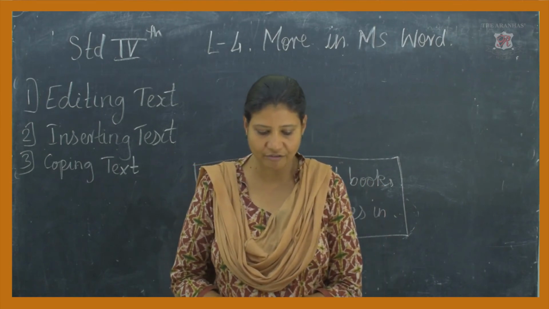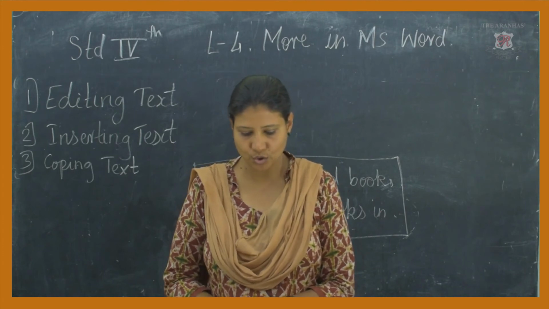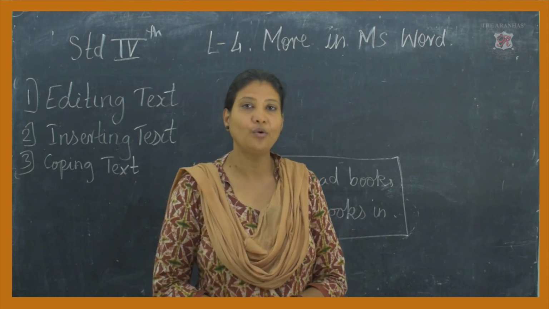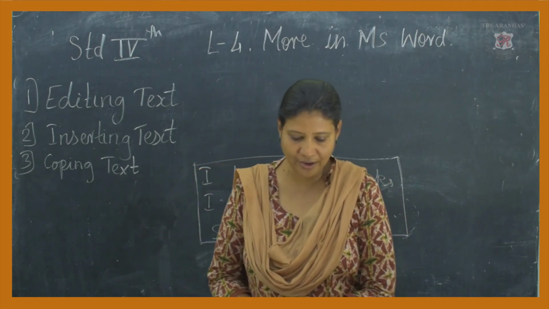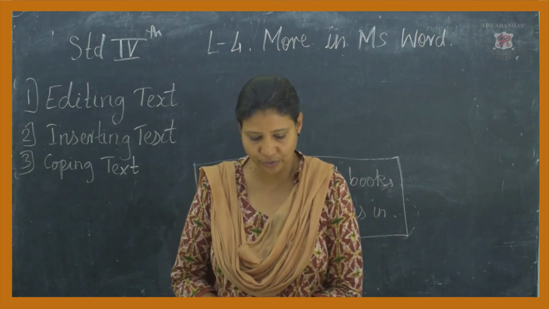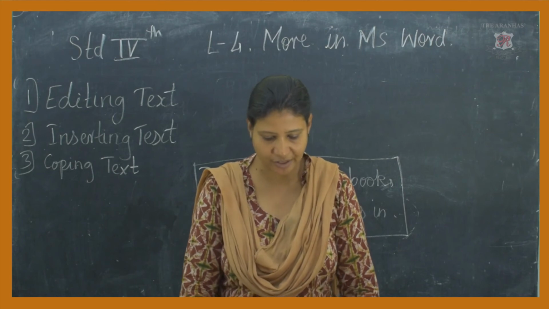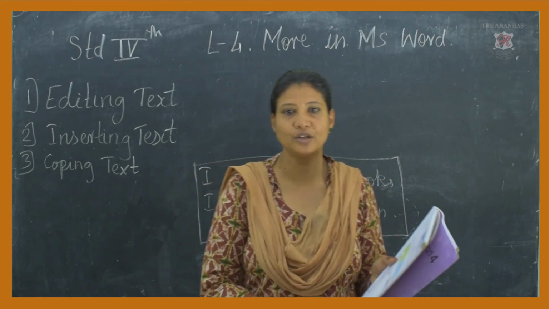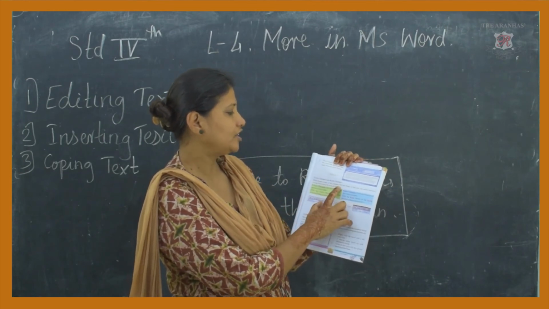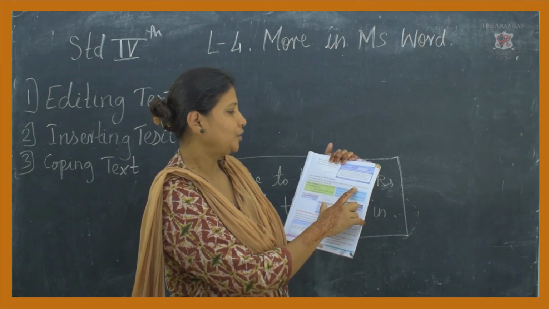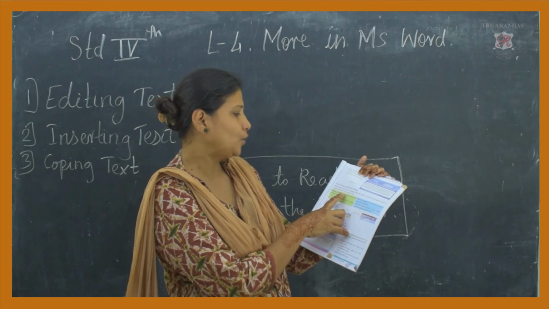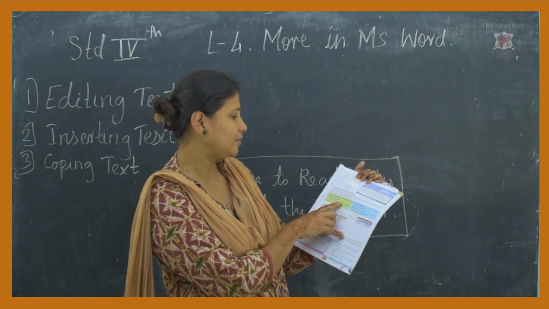Word keeps a track of the changes that you make, so that you can easily remove a change and restore the original text. Undo and redo, as I have shown you before, how to do undo and how to do redo. Still, I will show you in the textbook how it is. This textbook you will get from the school only, if you want. See, Word keeps a track of the changes that you make, so that you can easily remove a change and restore the original text. Undo, to reverse the last action, can be done.